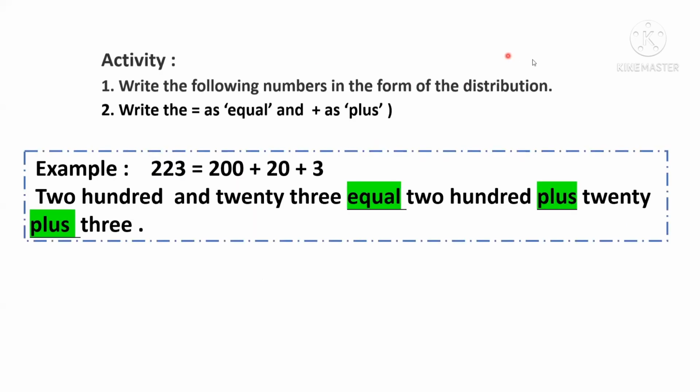Let's do an activity now. Write the following numbers in the form of distribution. It just simply means break it down in simple numbers, okay? And write the symbols as equal and as plus. So you just have to spell it out. What we did in the example before was 223 equals 200 plus 20 plus 3. And then when we have to write it in words, we have to write even the symbols in proper spellings. So this is all you have to do.